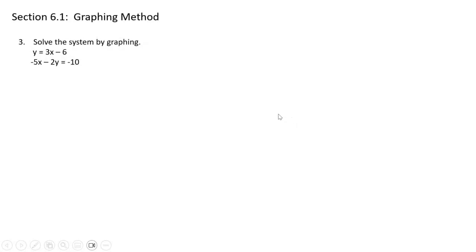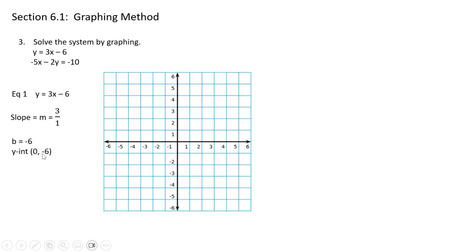Now solve the system by graphing. So in this case, we're going to graph equation number 1, right? So the slope is 3, so it's going to be 3 over 1. And the y-intercept, or the b, is -6. And 0, -6 is my starting point. So I'll start at 0, -6 here at the bottom. Then I'm going to go up 3, 1, 2, 3, and 1 to the right. And we connect the 2 points. That's my line for equation number 1.